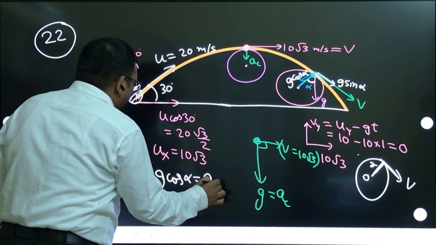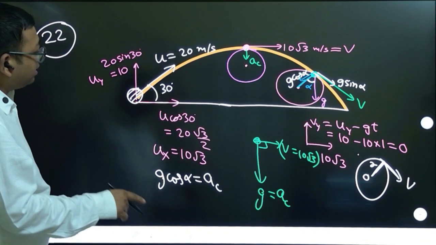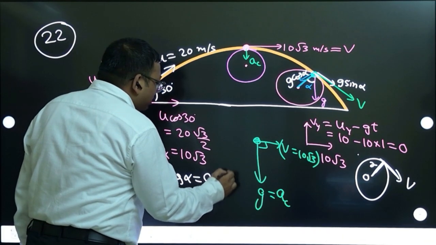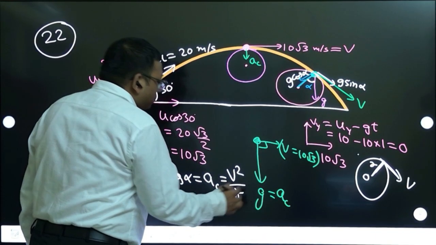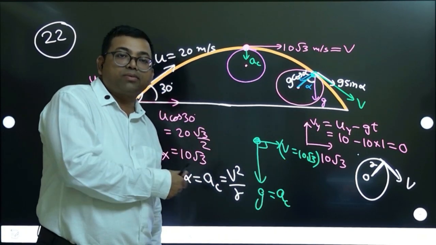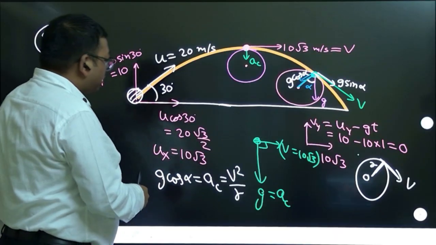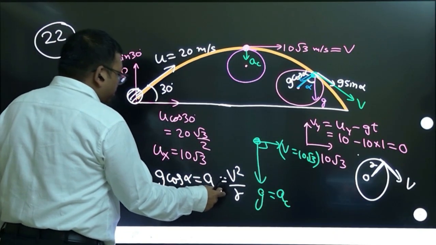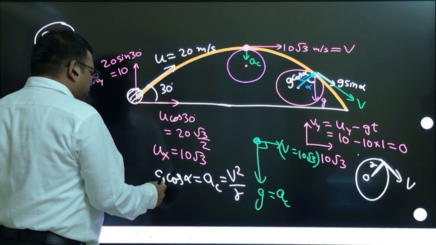This is the centripetal acceleration. And this centripetal acceleration can now be written as v square by radius. This radius is called the radius of curvature. You know that the instantaneous radius of curvature you have calculated also. So this is the instantaneous radius of curvature, and this is g cos alpha.